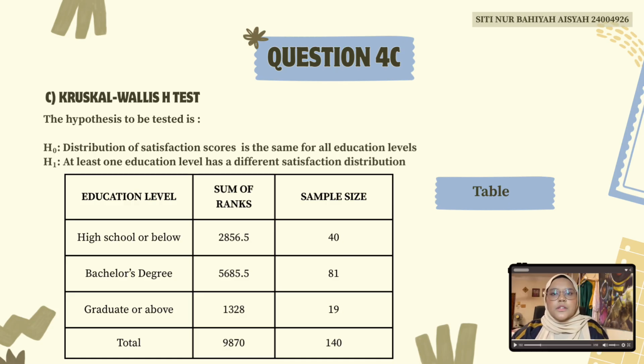The table shows the breakdown of the Kruskal-Wallis test. We choose to compare satisfaction with waiting areas across 3 education levels. After ranking the scores, we calculated the sum of ranks and the sample size for each group. We will use these values in the next step to calculate the H statistic.